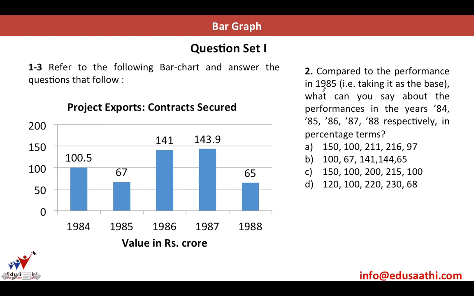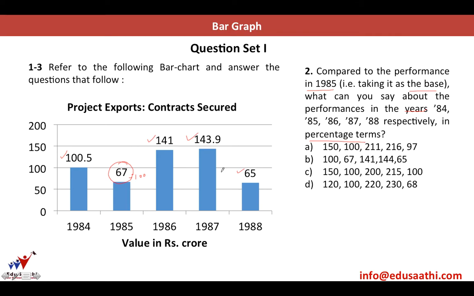Compared to the performance in 1985, taking it as the base, what can you say about the performances in the years 84, 85, 86, 87, 88 respectively in percentage terms? What this question means is, if 67 is taken as the base, let's say this base is 100, then how would the other values change? Like what would be 105, 100.5, 141, 143.9 and 65? Taking this as the base, you need to recalculate all the other values.